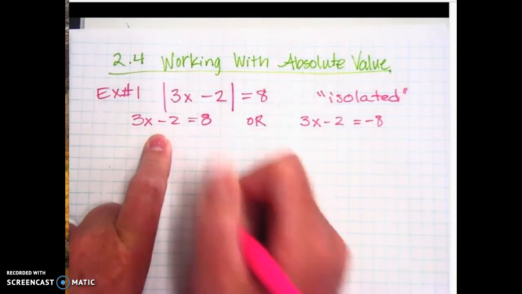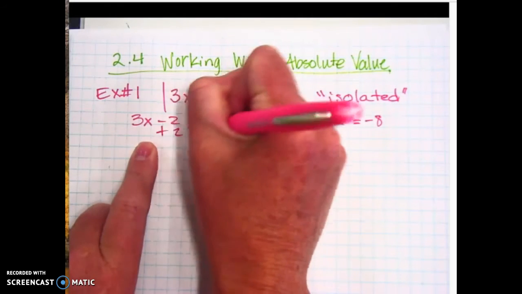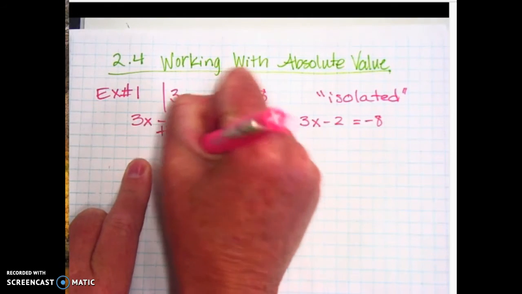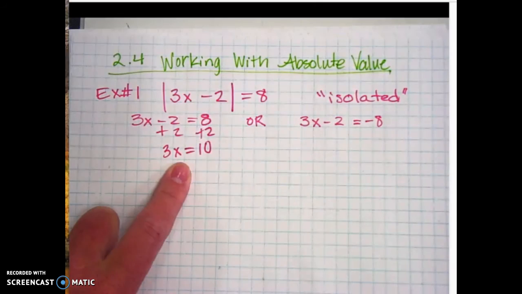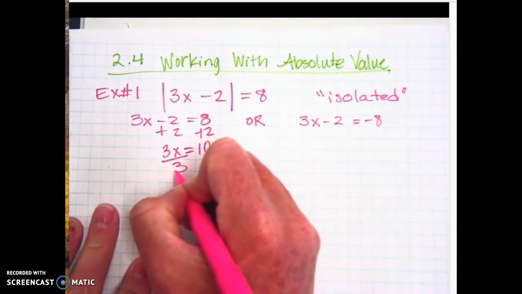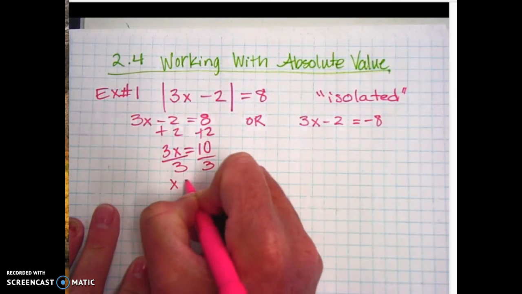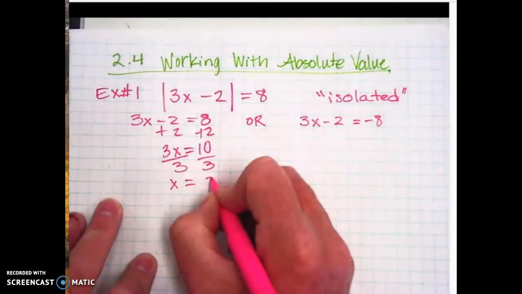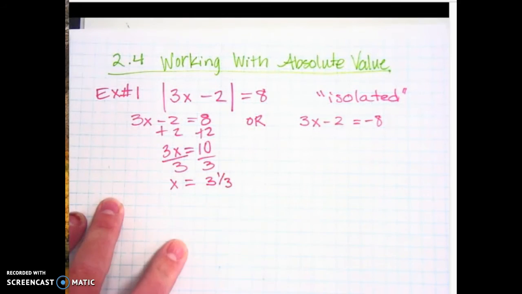All right, so on the one on the left, let's add 2 to both sides. We get 3x equals 10. Divide both sides by 3. And so this one is 10 thirds, or you can change it to 3 1/3 because we're going to put it on a number line in just a second.